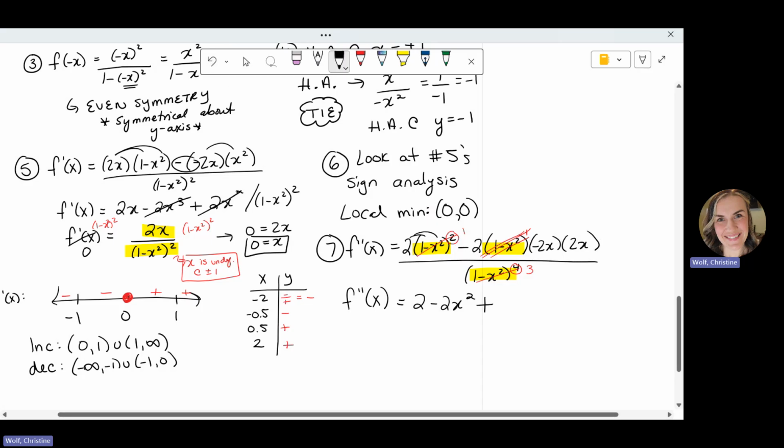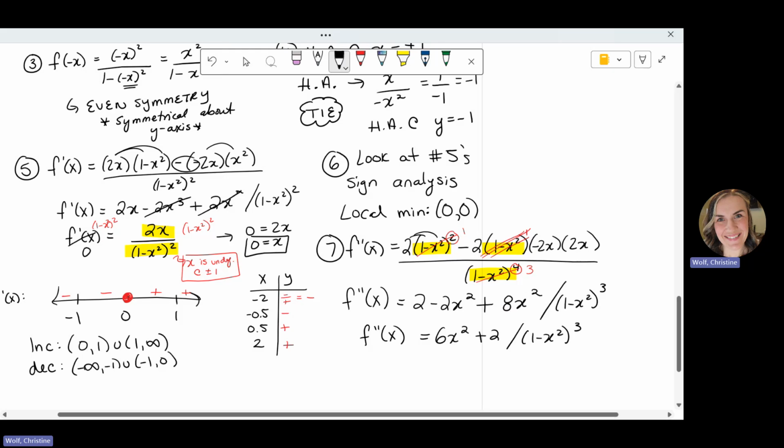And then 2 times 2x is going to be 8x squared. And then that is all divided by my denominator cubed now. Okay, and the last thing I can do to simplify is combine my x squared terms. So I have 6x squared plus 2 on top, over (1 minus x squared) cubed.